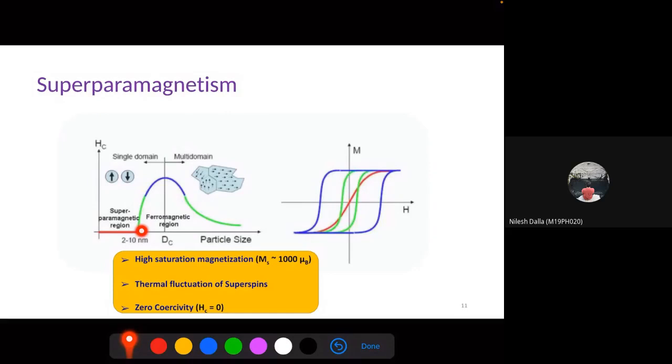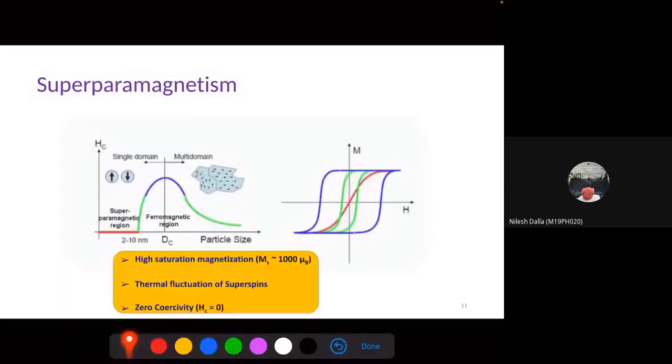If you look at the coercivity, you see a large coercivity, or hysteresis, in the single domain as well as in the multi-domain case, but there is no hysteresis as such in the case of a superparamagnetic particle. But what is interesting about this superparamagnetic particle? Of course they are ferromagnetic in a sense. They are in a single domain state, and they have very high saturation magnetization.